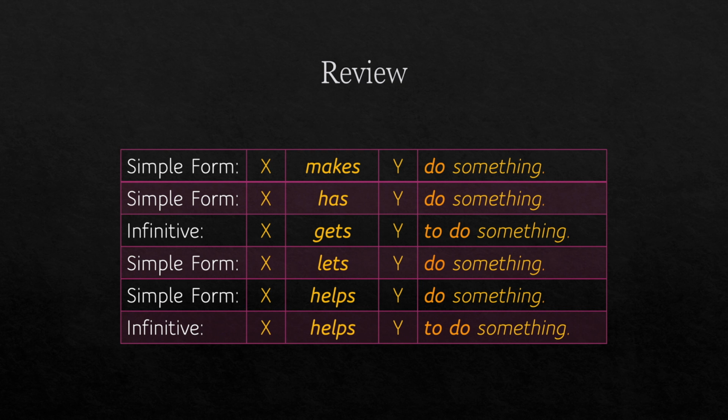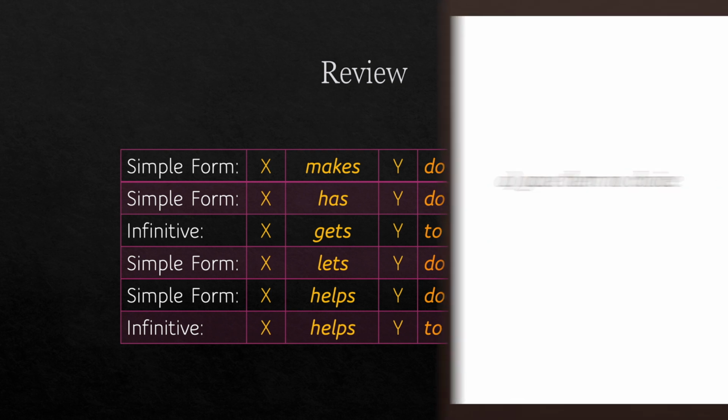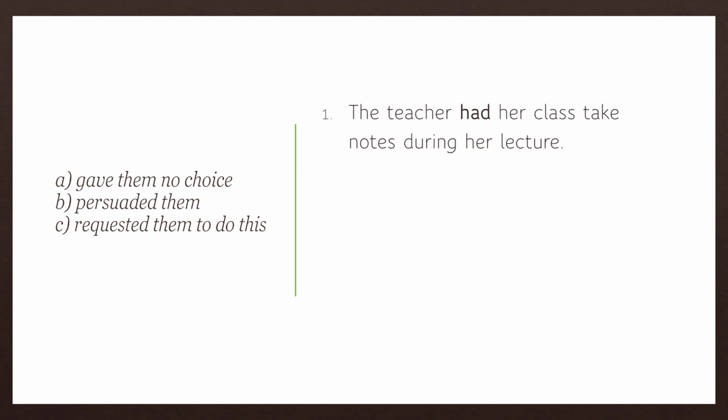Okay, now let's do some exercises so you can practice with these. For the first exercise, see if you can tell whether each sentence gave them no choice, persuaded them, or requested them to do this. Ready? Let's go. Number 1. The teacher had her class take notes during her lecture. Is that A, gave them no choice, B, persuaded them, or C, requested them to do this?